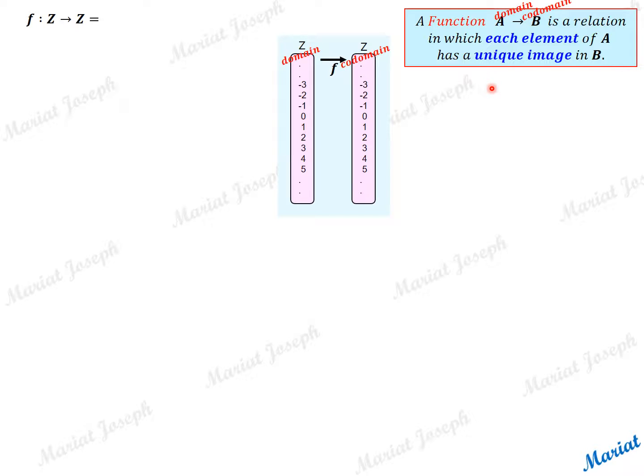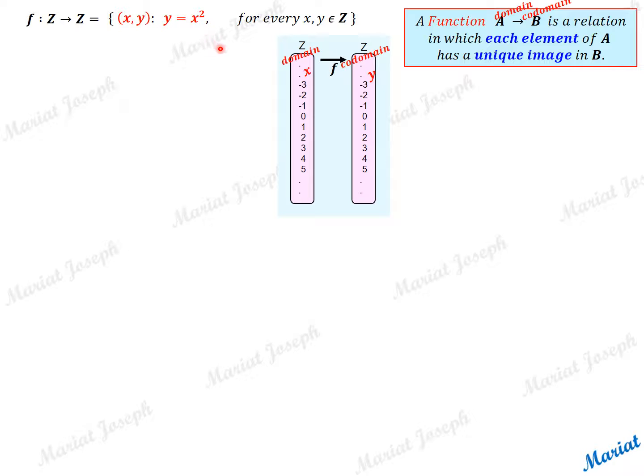Here, let's take an example. A relation is defined from set of integers to set of integers. Both domain and codomain are set of integers. It is defined as set of all ordered pairs (x, y), where x represents an element of the domain and y represents an element of the codomain in such a way that y, the second coordinate, should be the square of the first coordinate, that is x square.